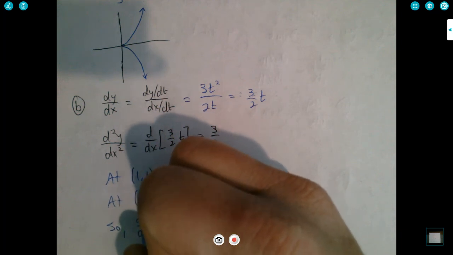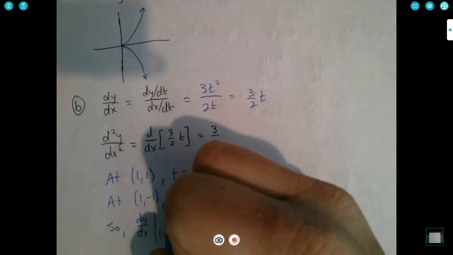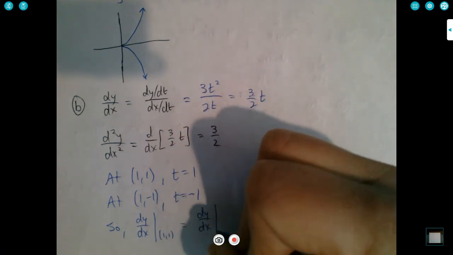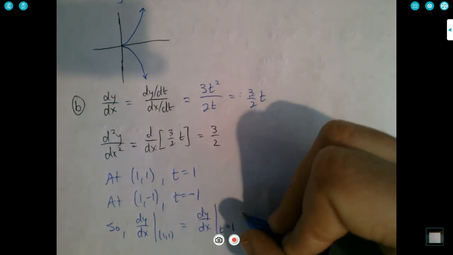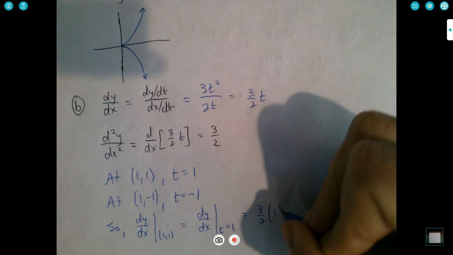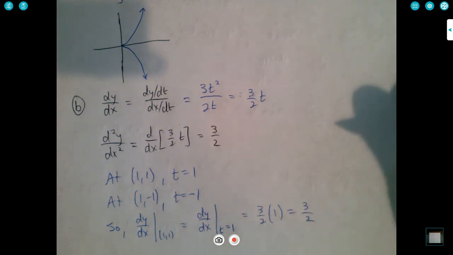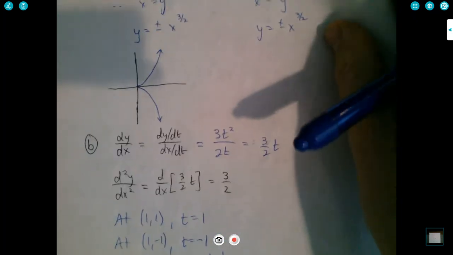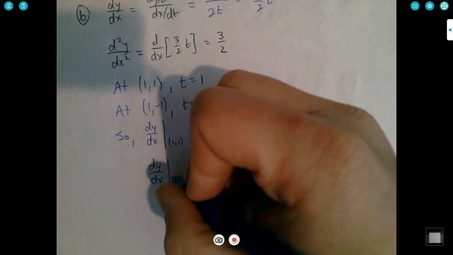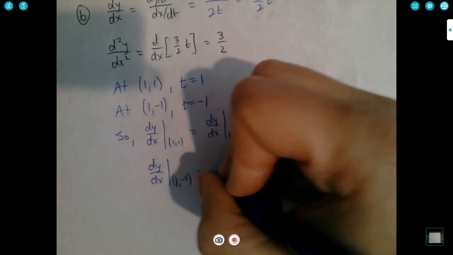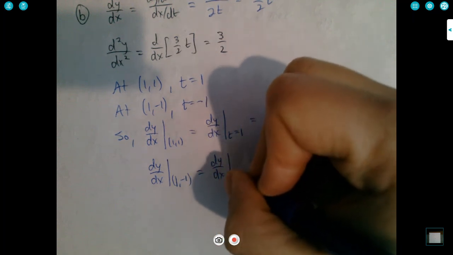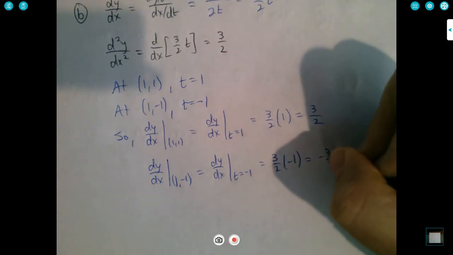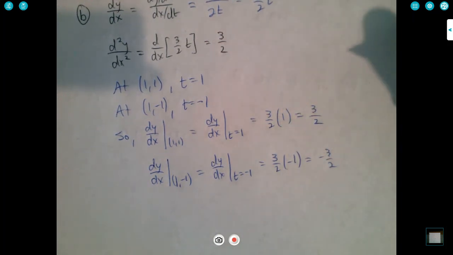dy/dx evaluated at (1, 1) should just equal dy/dx evaluated at t equals 1, which is 3/2 times 1, which is 3/2. And dy/dx evaluated at (1, -1) should equal dy/dx evaluated at t equals -1. That's 3/2 times -1, which is -3/2. And so there are the first derivatives.